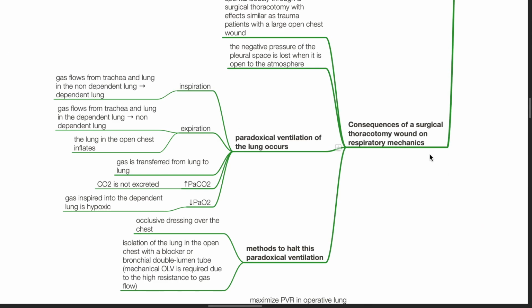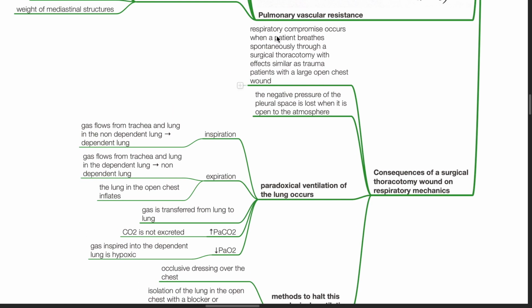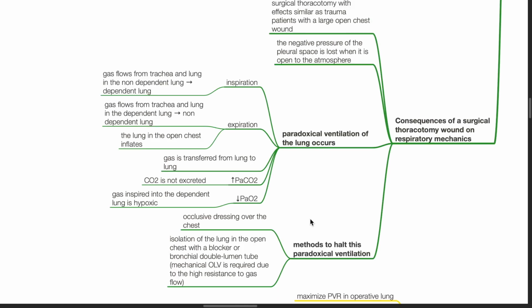Consequences of a surgical thoracotomy wound on respiratory mechanics. Respiratory compromise occurs when a patient breathes spontaneously through a surgical thoracotomy, with effects similar to trauma patients with a large open chest wound. The negative pressure of the pleural space is lost when it is open to the atmosphere. Paradoxical ventilation of the lung occurs. During inspiration, gas flows from the trachea and lung in the non-dependent lung to the dependent lung, and during expiration, gas flows from the trachea and lung in the dependent lung to the non-dependent lung.